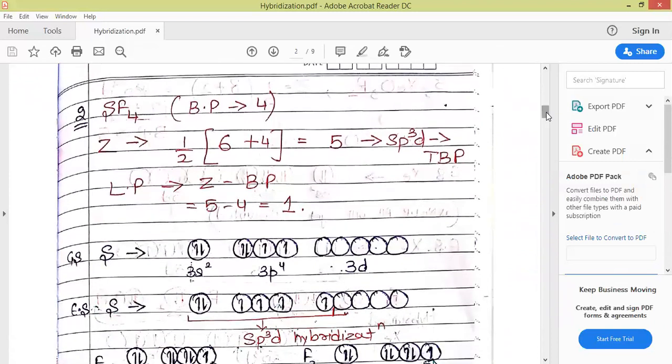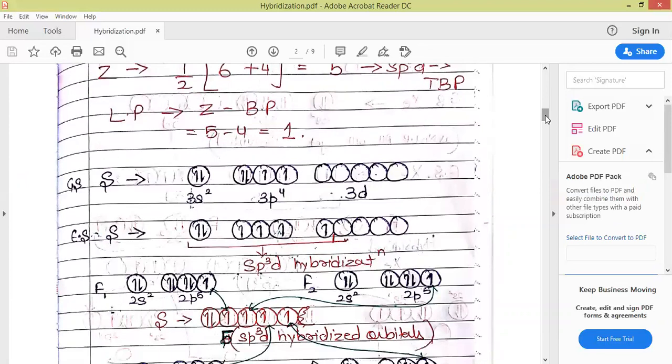Next molecule is SF4. Number of bond pairs, we can easily see, 4 are there. Z comes out to be 5 based upon valence electrons of sulfur, no negative or positive charge, plus number of monovalent atoms, that is 4. 6 plus 4, 10 by 2, that means 5. 5 means sp3d, which means TBP geometry, that is trigonal bipyramidal geometry. Number of lone pairs is Z minus number of bond pairs, that is 1.